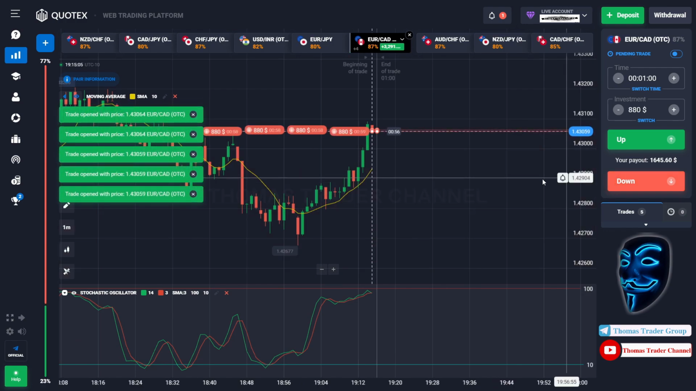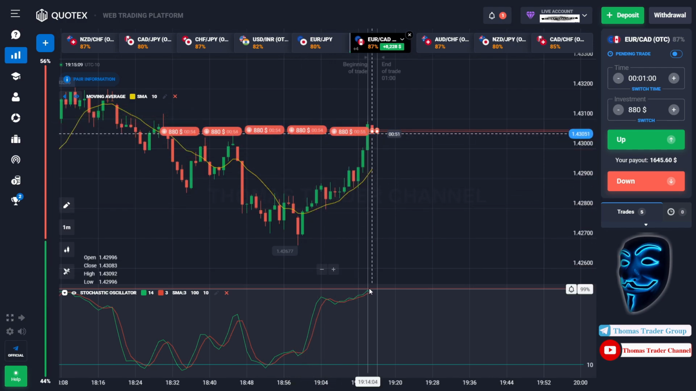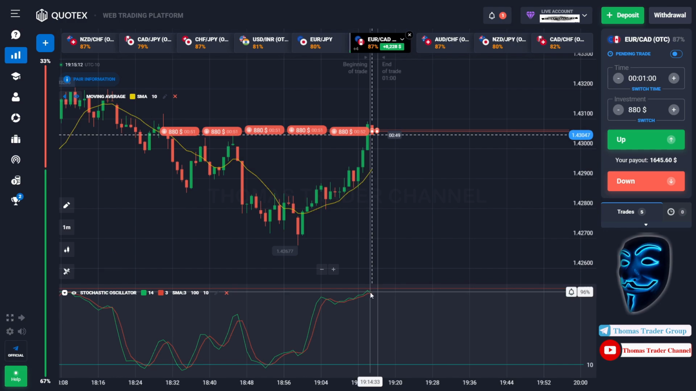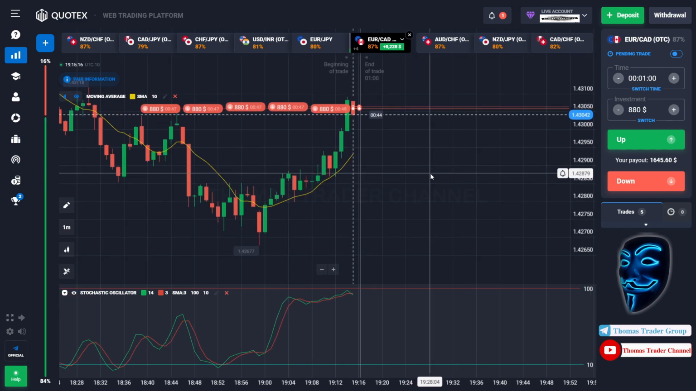As you can see, the market is going bullish, but the market has already touched the overbought area. When the market touches the overbought area, it will make a rebound. Let's prove it, and let's wait till the end of our trade.